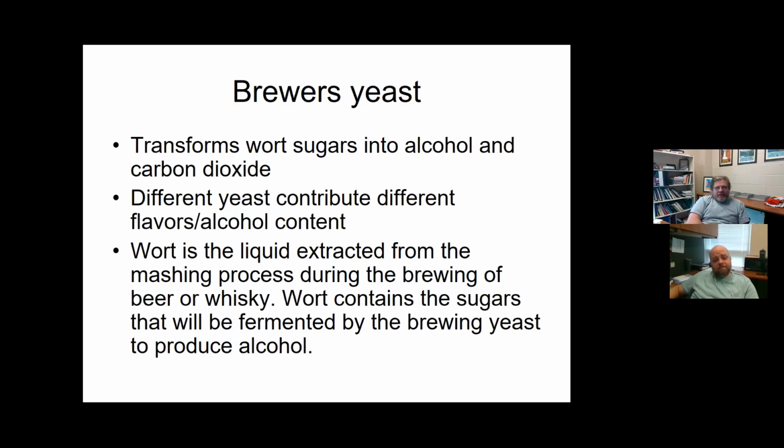So yeast. Yeast is a microorganism, and what it does is it converts sugar into alcohol and carbon dioxide. The different yeasts have slightly different flavor profiles to them, from different parts of the world. And if you have a lager or if you have an ale, there are different types of yeast that produce different types of beers. But basically, it's just eating sugar and making alcohol.